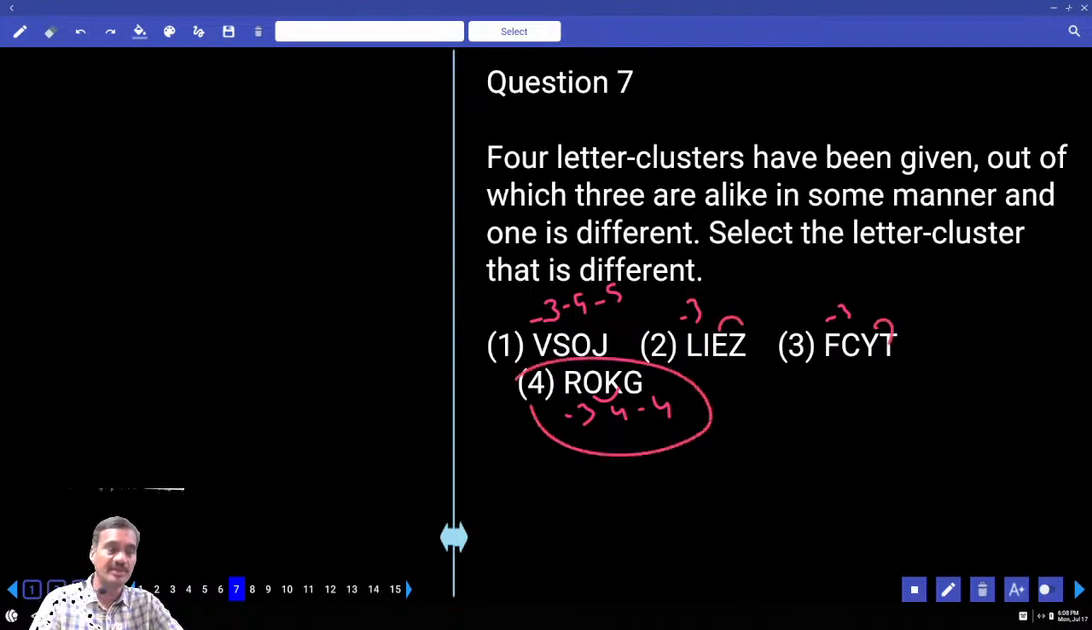What is the order we have? And choice 4 is the odd one. Here the difference is 3, 4, 5 rather than 3, 4 and 5. Then answer choice 4, question number 7.